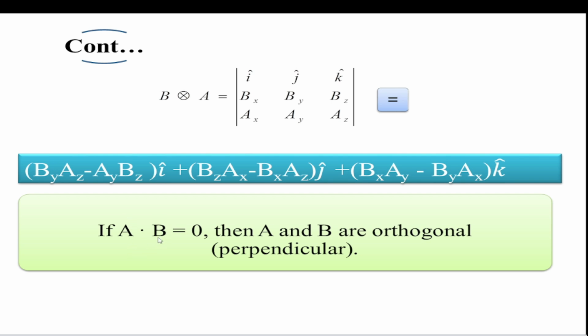If a dot b is equal to 0, or the dot product of two vectors is 0, it tells us something. What is that? If so, vector a and vector b are perpendicular to each other. Great.